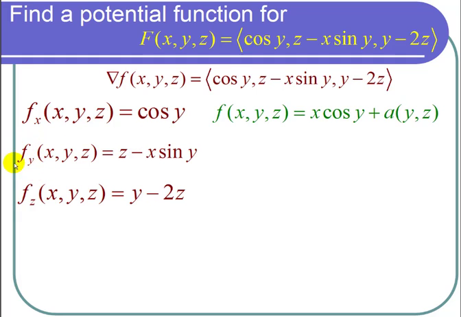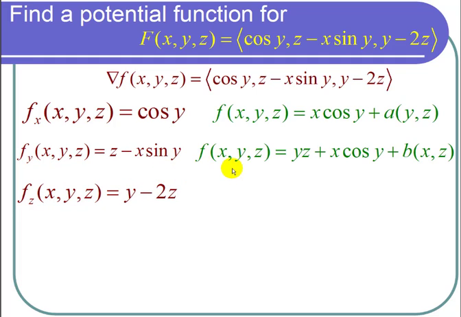So we do the same for this second component. To get rid of the partial derivative with respect to y, I integrate dy now. The integral of z is just yz, and for the integral of x sine y, x is a constant, and the integral of sine y is negative cosine y. So the negatives cancel, and I get that f of x, y, z is also equal to yz plus x cosine y plus some constant, and now x and z are the constants of integration. So I have a b of x comma z.